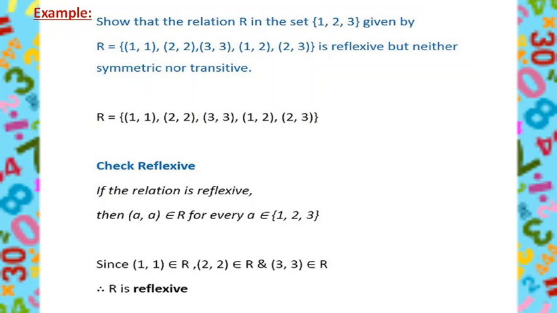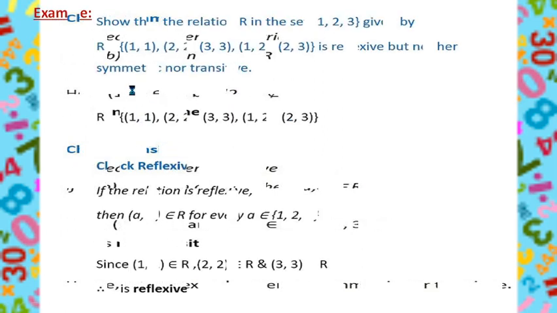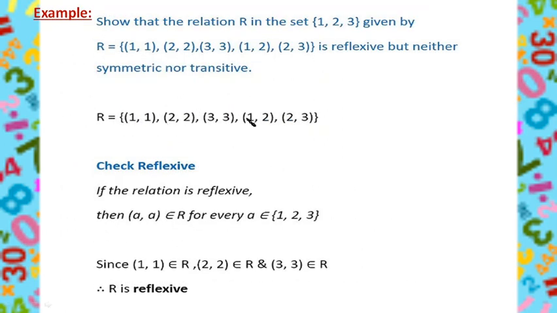Then we have to check symmetric. For symmetric, if (a, b) belongs to R, then (b, a) should also be there in the relation. So in this relation given, we have (1, 2). But do we have (2, 1)? No, we don't have. If we get any one such pair, we can say that this is not symmetric. We have (1, 2), but we don't have (2, 1) here. So this is not symmetric.